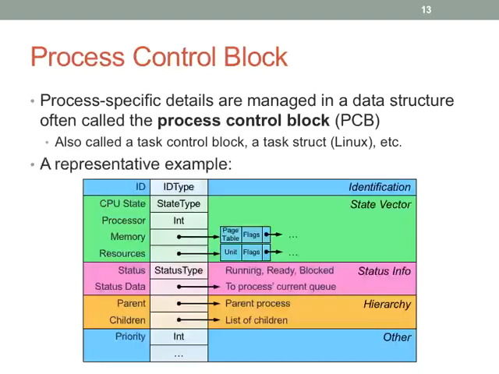But this is a very simple representative example from older OSs, which I continue to use because it captures all of the relevant details. So we have identification, state information, status information. That was: am I able to run if I got a CPU? Am I blocked on some device? If so, what device? And so forth. And hierarchy information and other information.